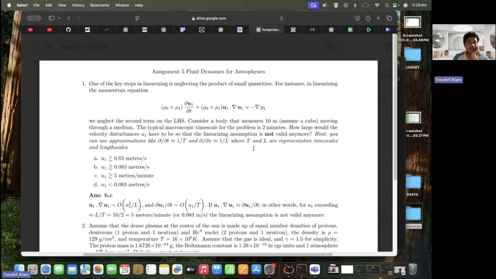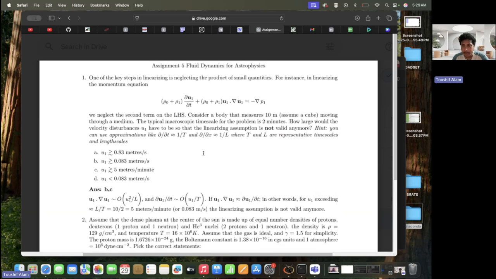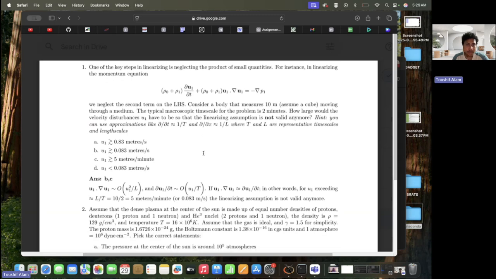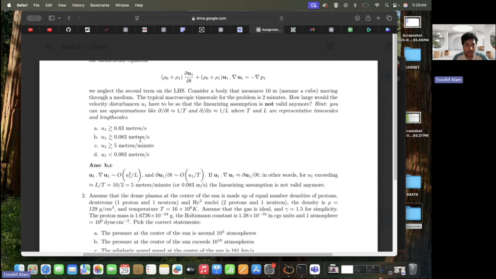How large would the velocity disturbance E1 have to be so that the linearizing assumption is not valid anymore? There is a hint that you can use: approximately del t is about 1 by T and del x is about 1 by L, where T and L are representative time scales and length scales. So E1 is greater than or equal to 0.83 meters per second, and these are the options.